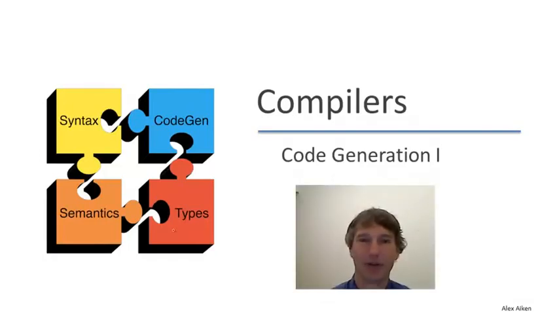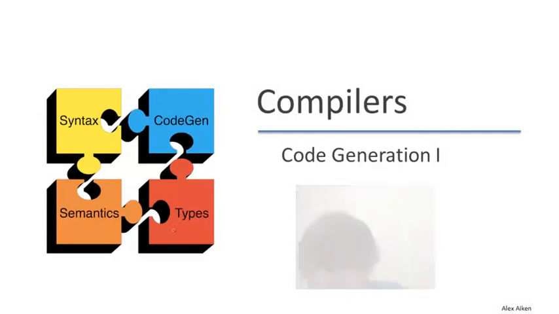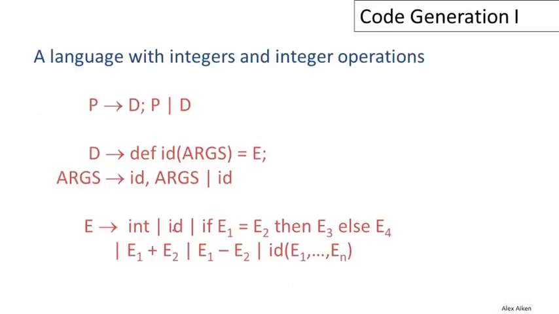In the next two videos, we're going to be looking at code generation for a language that's higher level than the simple stack machine language we've been talking about so far. So here's a language with integers and integer operations, and this is the grammar. A program consists of a list of declarations. And what's a declaration? A declaration is a function definition, so it has a function name.